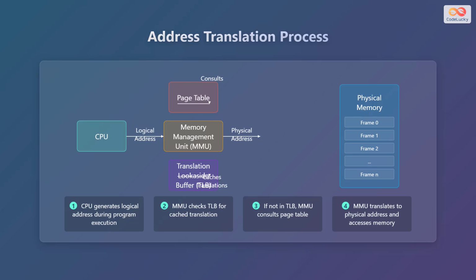Now let's look at the address translation process. The CPU generates a logical address during program execution. The Memory Management Unit, or MMU, then checks the Translation Lookaside Buffer, or TLB, for a cached translation. If the translation is not in the TLB, the MMU consults the page table. Finally, the MMU translates the logical address to a physical address and accesses the memory.